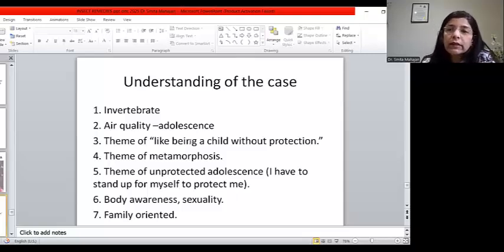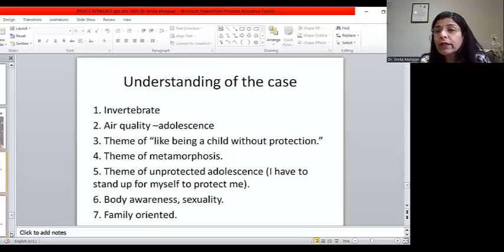We all saw those invertebrate qualities, the airy quality, that is the adolescence, the theme of being like a child without any protection. We also saw that. There is a theme of metamorphosis, a theme of unprotected adolescence. I have to stand up for myself to protect me. Body awareness or sexuality and family orientation. She did talk about her family. She wanted her family, but here you should differentiate. She is talking about her family, but why does she need the family? She needs the family to protect herself because she feels vulnerable.